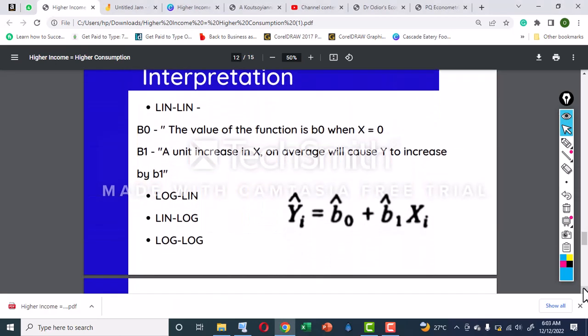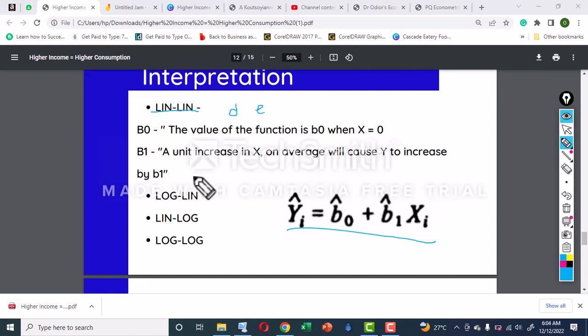Now the interpretation, I will encourage you to go and read the interpretation of your function. For example, if you have this function, how do you interpret it? We have different functional forms of a function. We have the linear function, meaning the dependent variable is linear. I've explained the meaning of linear, and the explanatory variable too is linear.